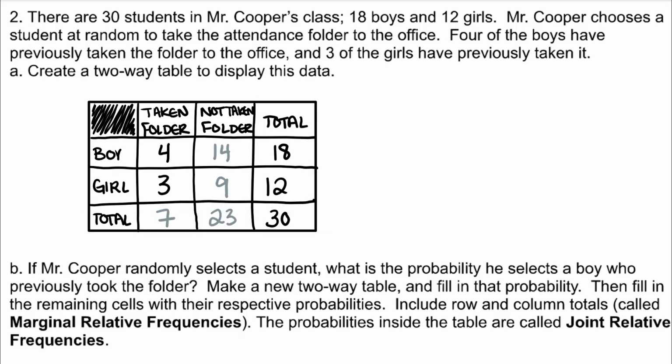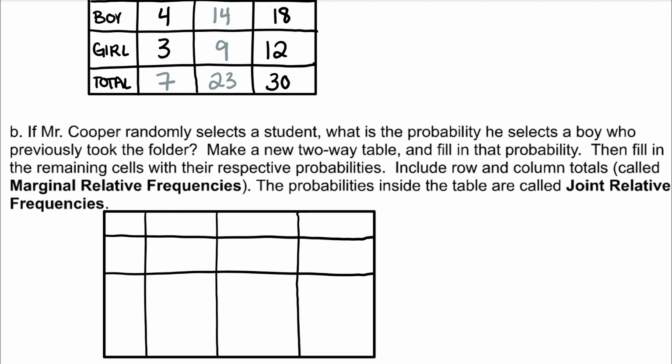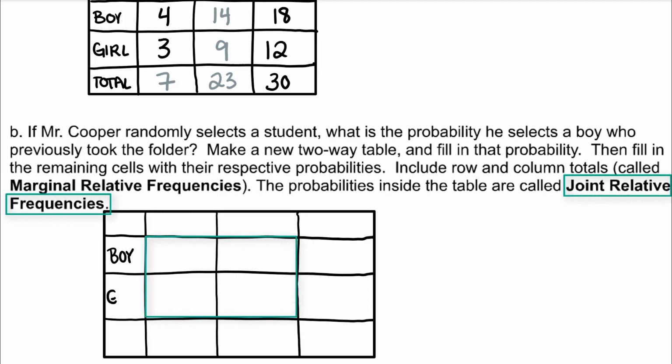If Mr. Cooper randomly selects a student, what is the probability he selects a boy who previously took the folder? Make a new two-way table and fill in that probability. Then fill in the remaining cells with their respective probabilities. Include row and column totals. Those would be called marginal relative frequencies. The probabilities inside the table are called joint relative frequencies.